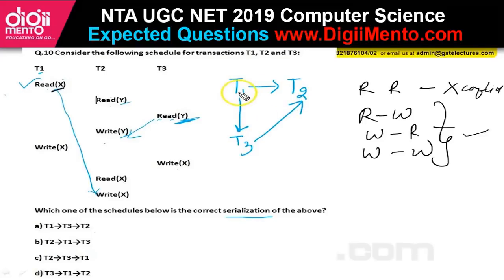So first T1 should occur, then T3 should occur, and then T2 should occur. Then that is the only way. Okay, so read and write. So this is how we will see that there are no conflicting schedules. Okay, and there is no cycle. See, there is no cycle. They are cancelling out each other. So the pattern is T1, T3, and then T2. So option A is right here.